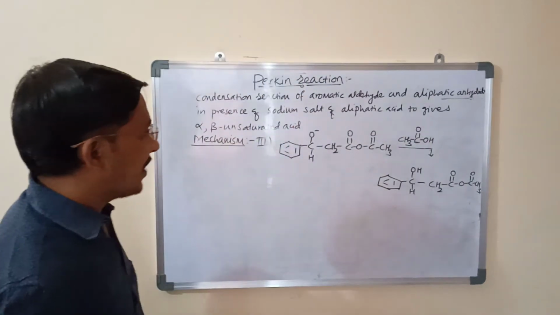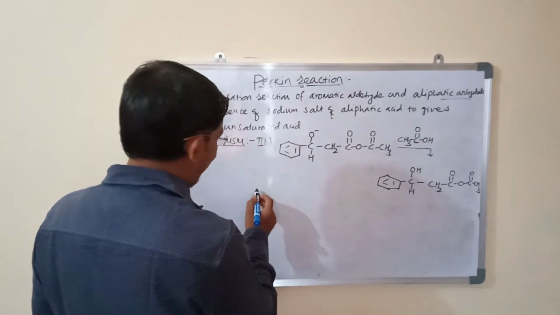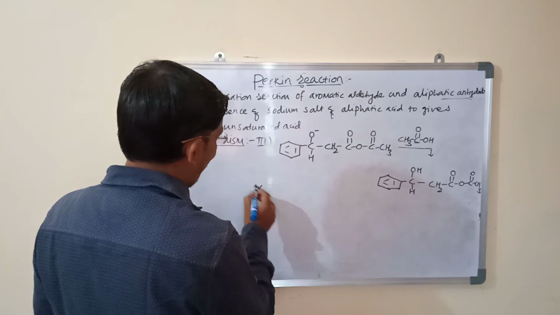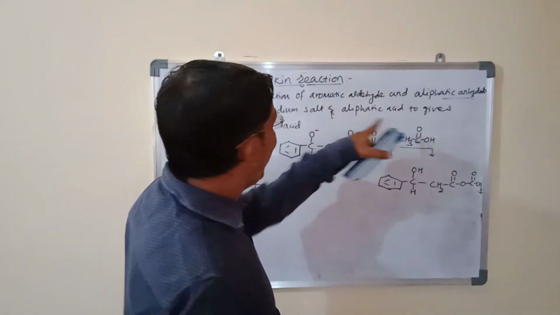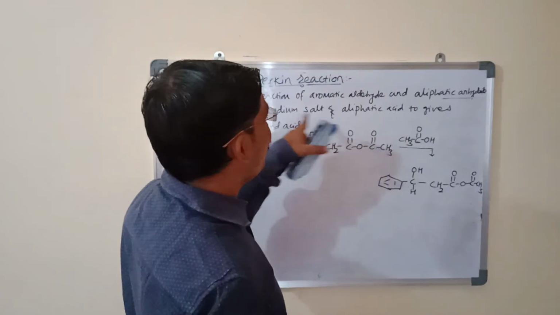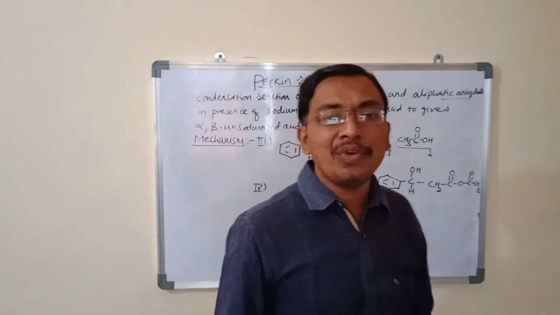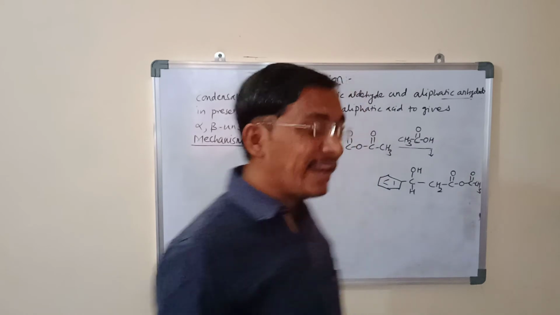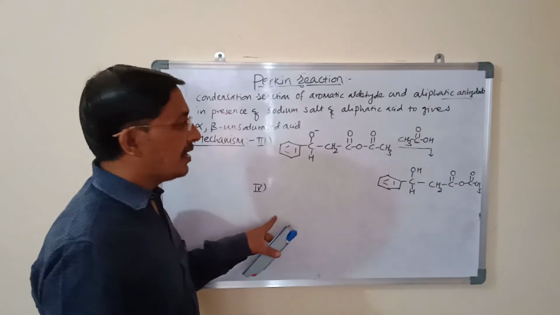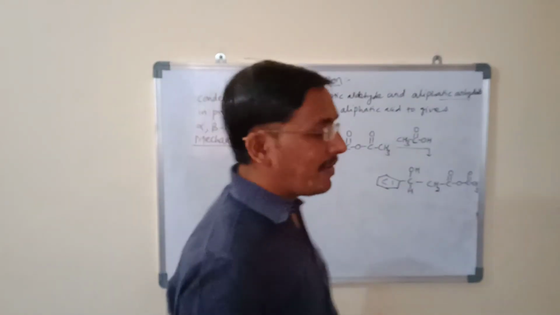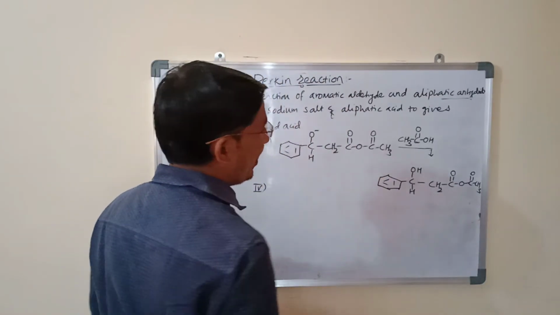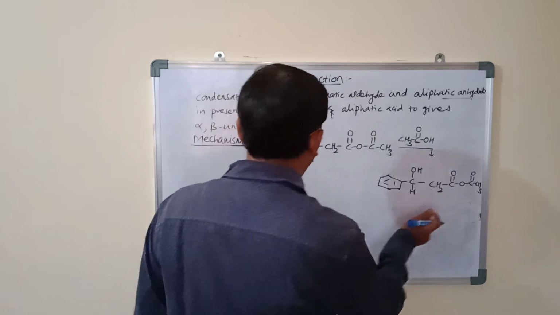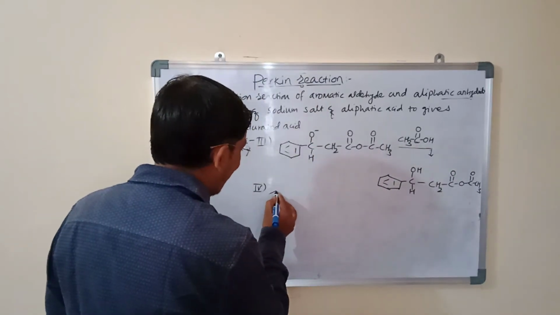Now in the further step, what happens? I told you that the aliphatic anhydride should have at least two alpha hydrogens. One alpha hydrogen, where was it used? That is abstracted by the acetate ion. And now the second will be used here in the dehydration reaction. The next step is a dehydration reaction.